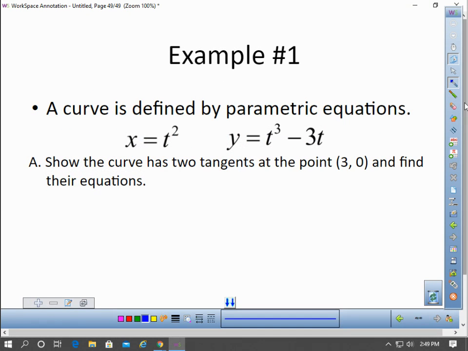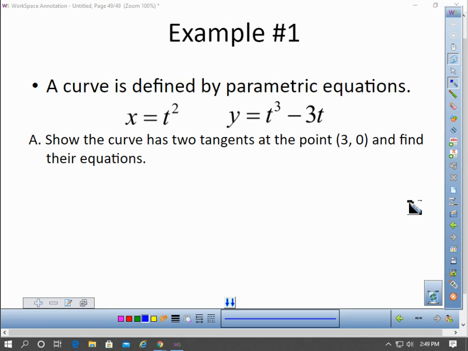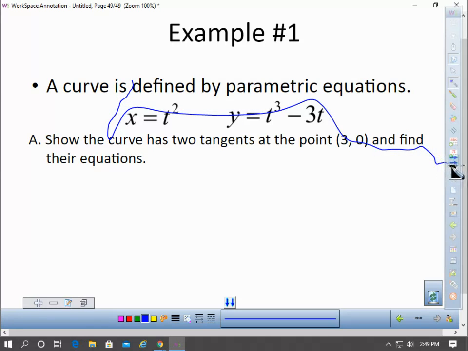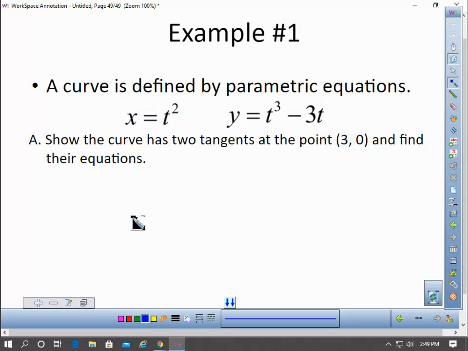All right, so now we're ready to do examples and apply what we've learned about taking derivatives of parametric curves. So curves that are written with parametric equations, all right? That's what a parametric curve is. Now we're ready to apply those derivative rules that we've learned.